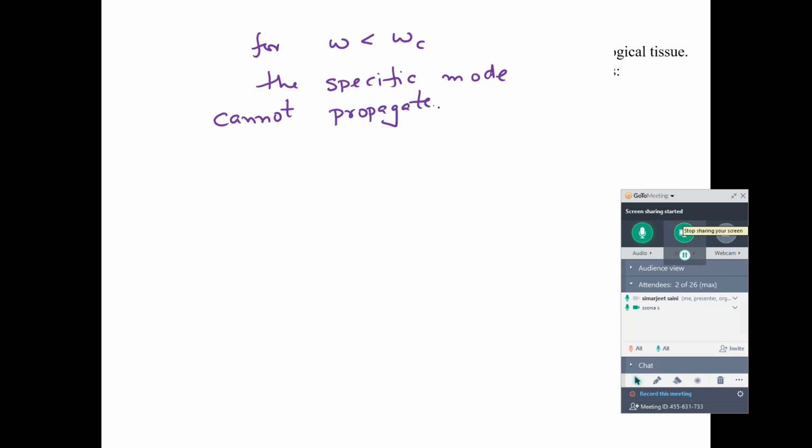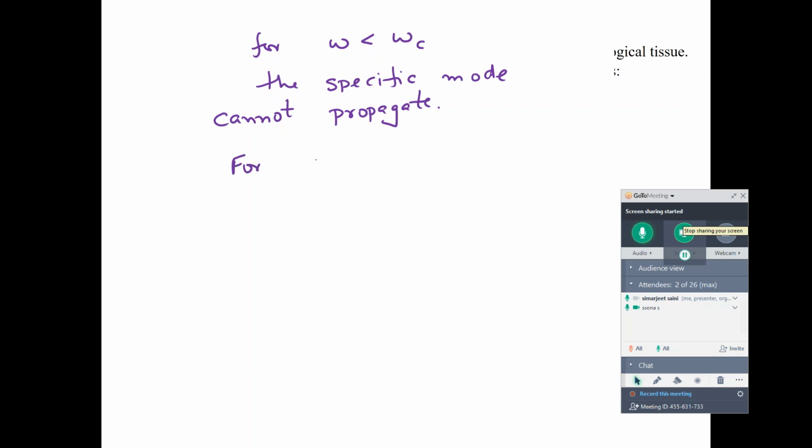So it's telling me for ω less than ωc, the specific mode cannot propagate. That solution cannot exist when ω is less than ωc.